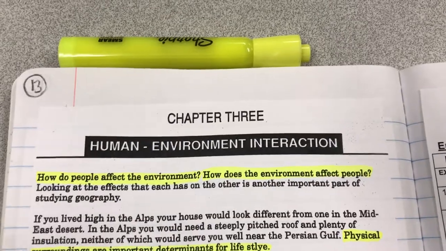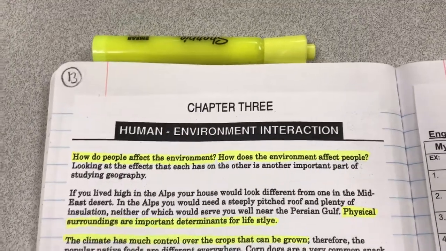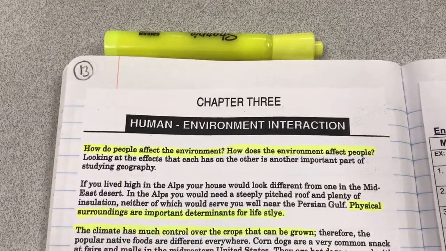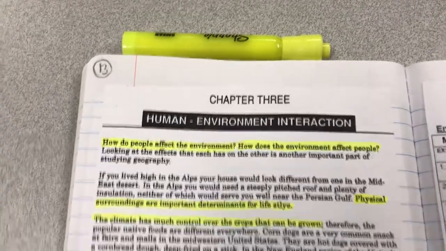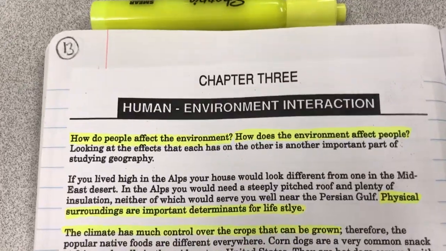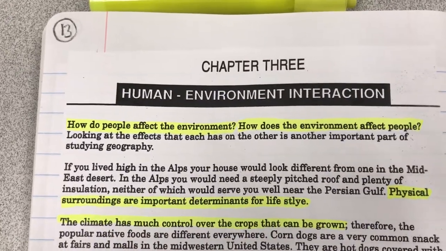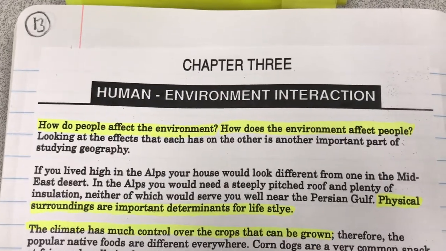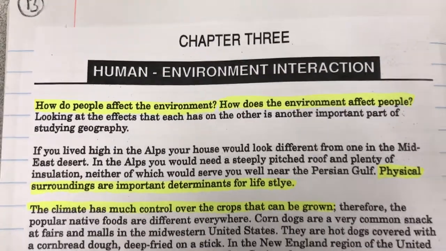Human environment interaction. How do people affect the environment? How does the environment affect people? Looking at the effects that each has on the other is another important part of studying geography.